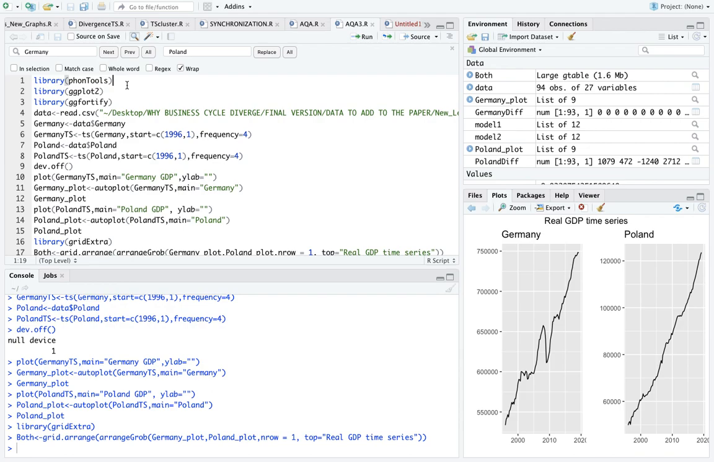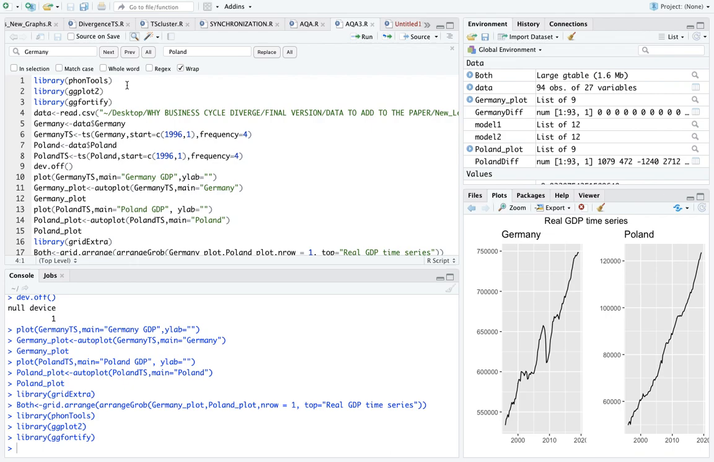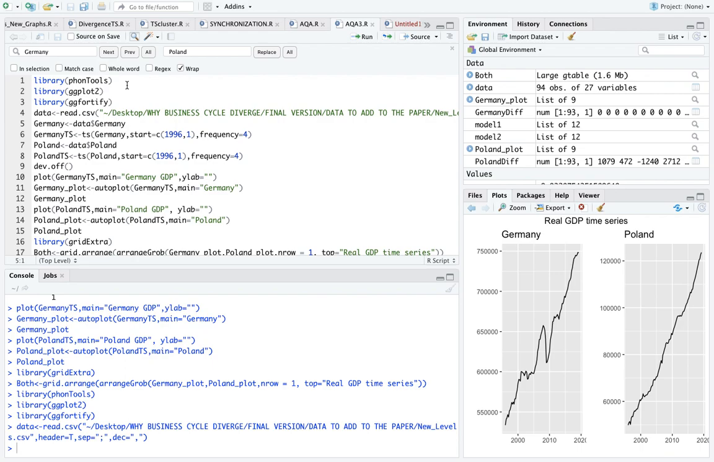Okay, so, let's start with what we are going to do here. First, I'm gonna load some packages, but this is not important. Look, and now I'm loading the data of real GDP for different European Union countries. But of course, we do not have time to go through all of them. I've just chosen two, and let's see what results we will get.